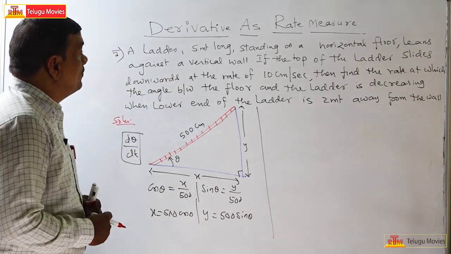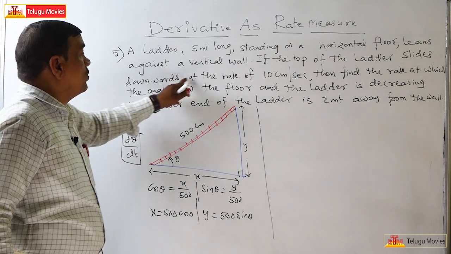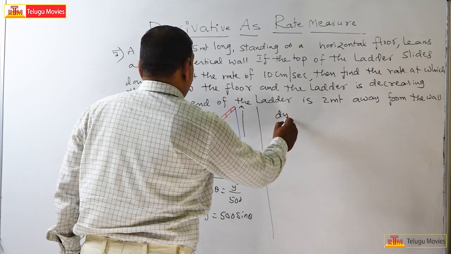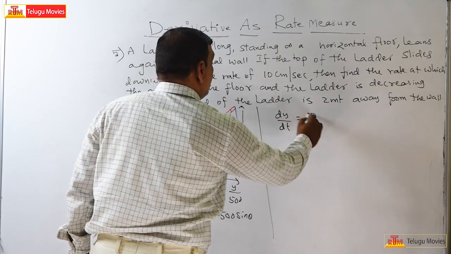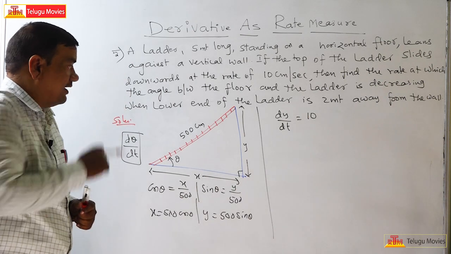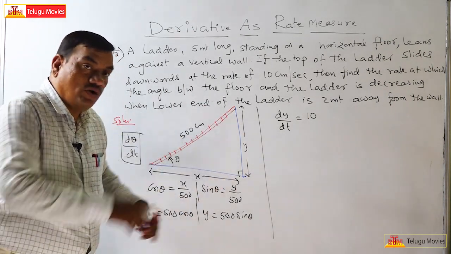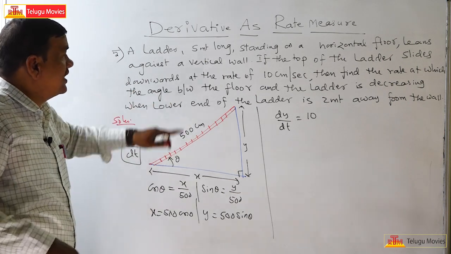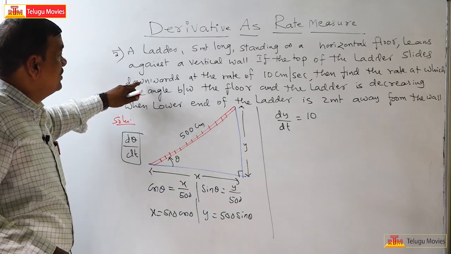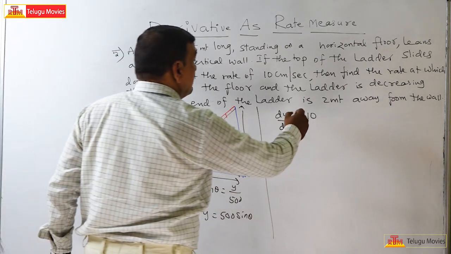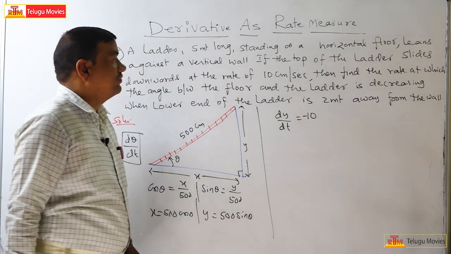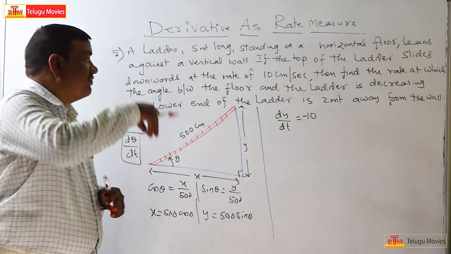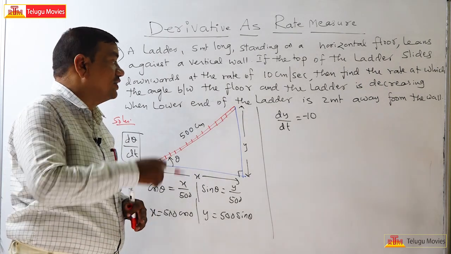Again, if the top of the ladder slides downwards at the rate of 10 centimeters per second, that means dy by dt is equal to 10 centimeters per second. It is given that it is sliding downwards. That means you have to write a minus. So dy by dt is equal to minus 10.